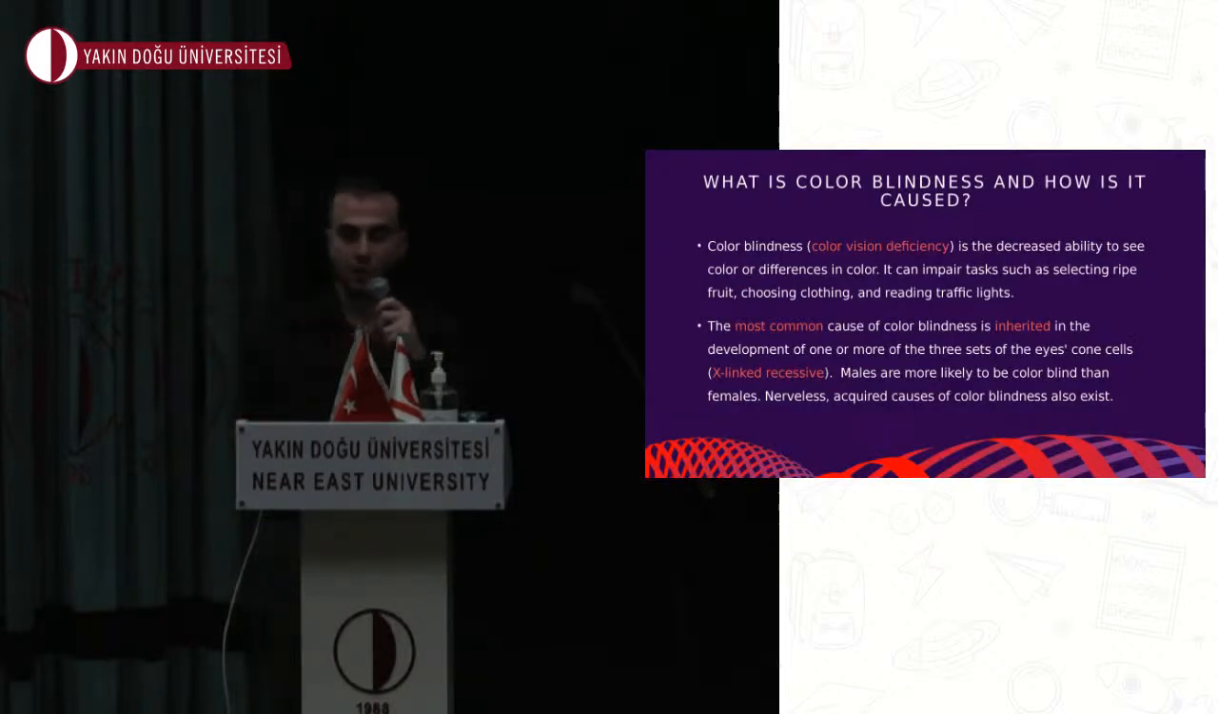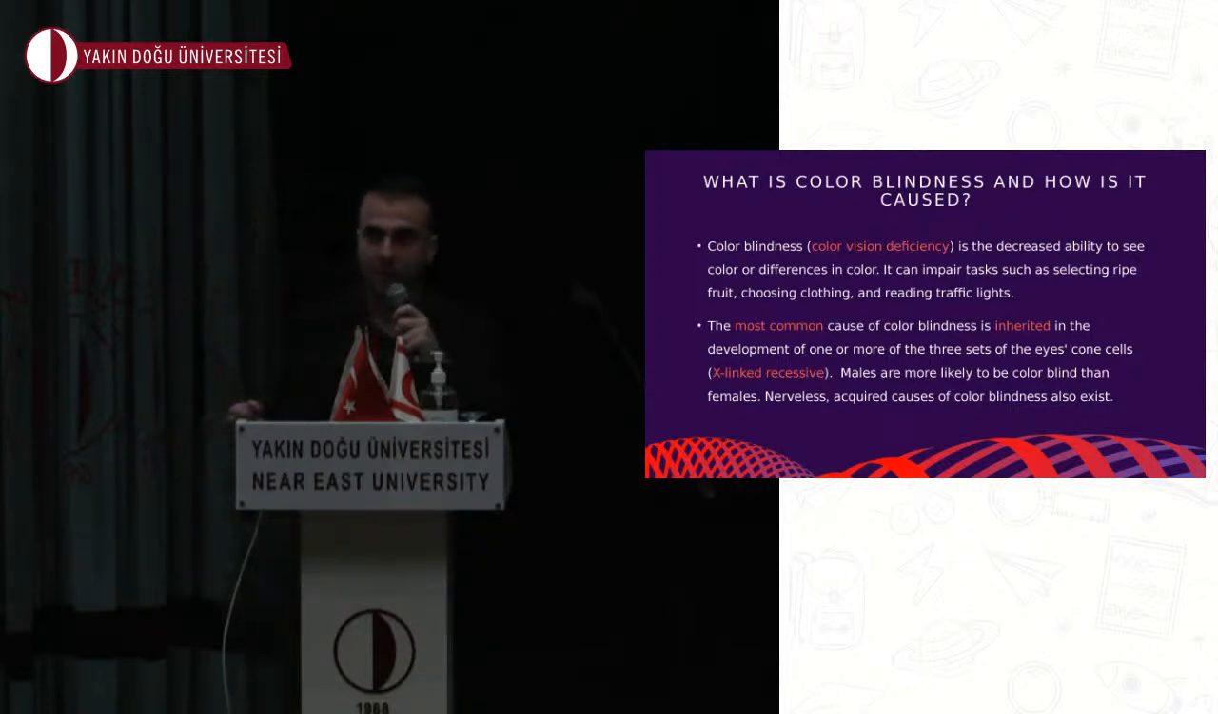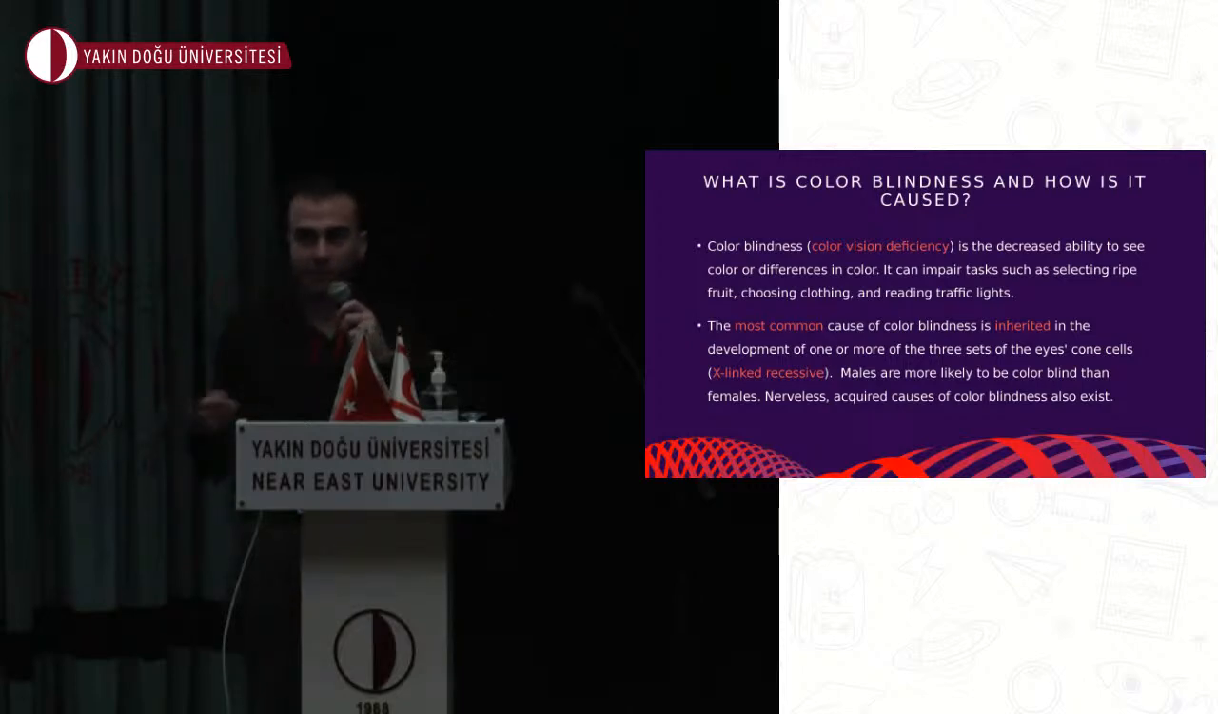So let's move on to color blindness, or as we doctors like to say, color vision deficiencies. Color blindness is when you have a decreased ability to see color or difference in color. It may impair many tasks. Now the most important one for us is traffic and traffic lights. If you have problems in seeing green and red, you might have an accident, and this is not good.